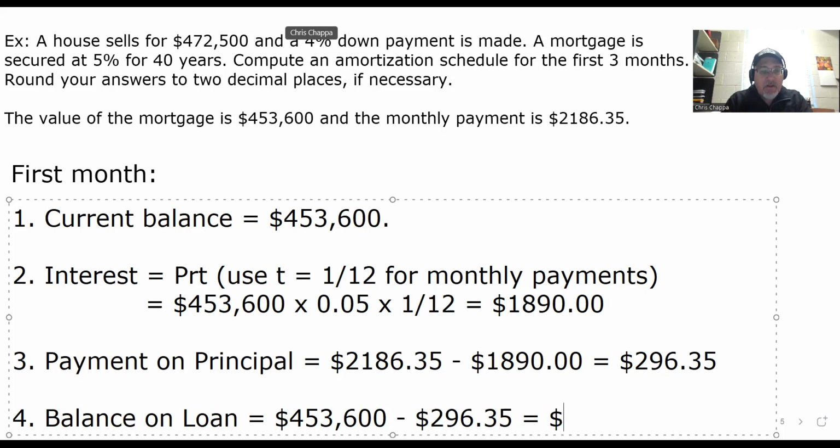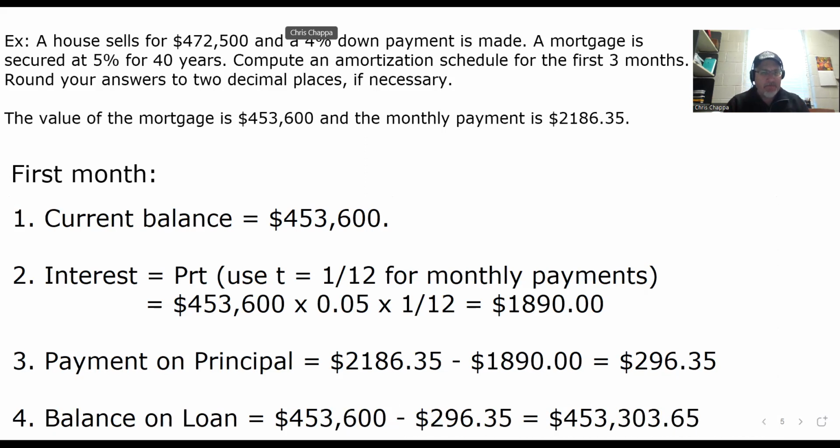And now I owe only $453,303.65. Let this sink in for a second. You got into this mortgage. Your monthly payment is over $2,000 a month. And you send that first payment. I send the bank this. Before I sent it, I owed that. After I sent it, I owe this.